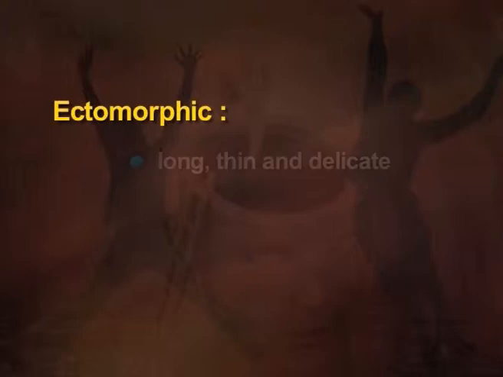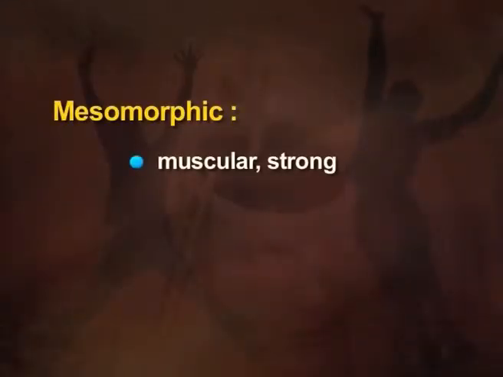The second type is ectomorphic, who are long, thin and delicate. Their temperament is of introvert characteristics, very intellectual, uninterested in consuming food and drink. The third type of personality according to Sheldon is mesomorphic, that is muscular and strong. They are very energetic, hearty, assertive and insensitive. He has used certain technical terms in trying to describe the temperament of these different types.